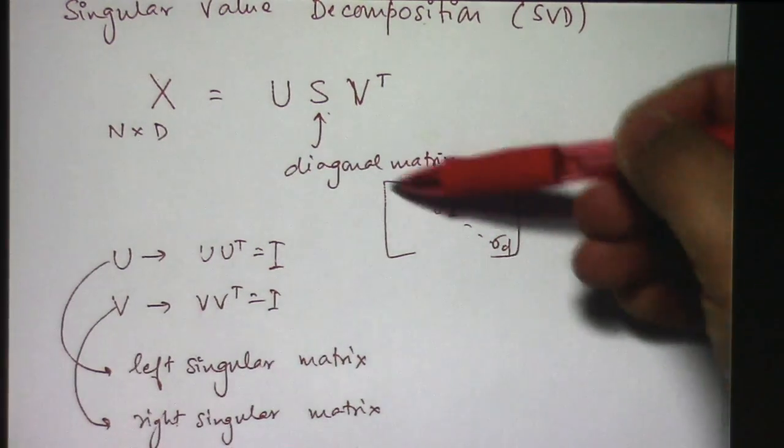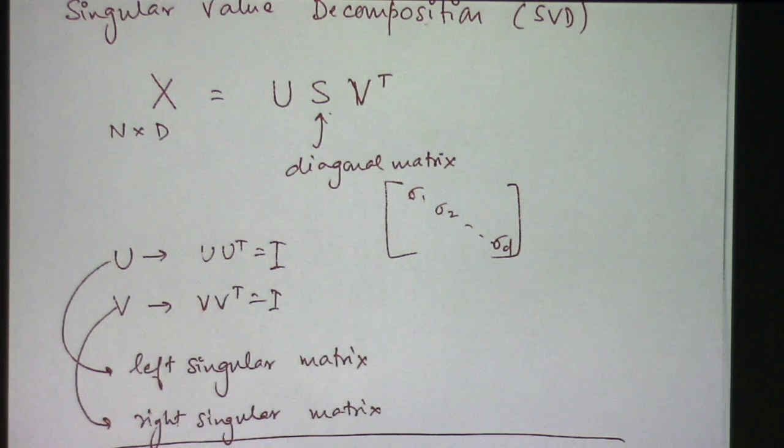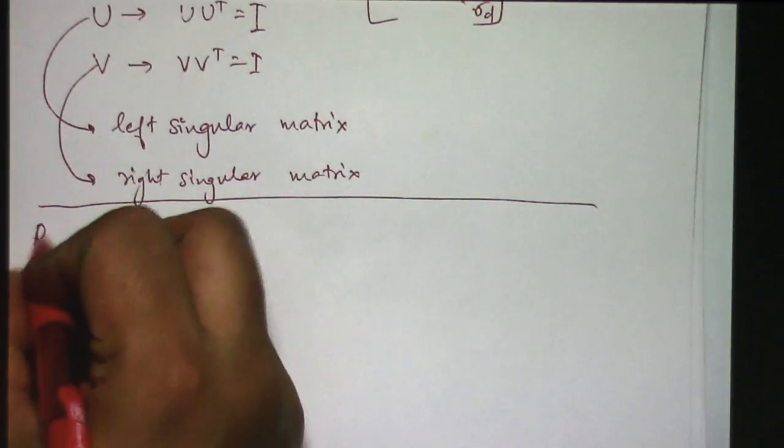So assuming these are ordered, then the first left singular vector will be the first singular vector, and then the second singular vector, third singular vector, and so on. And same way, first right singular vector, second, and so on, right? So this is what SVD looks like mathematically. But how does it help us, right? So the first thing I want to talk about before we jump back into this is the notion of a rank.